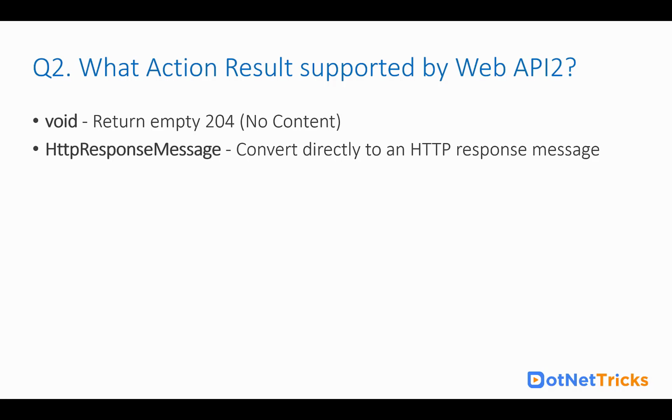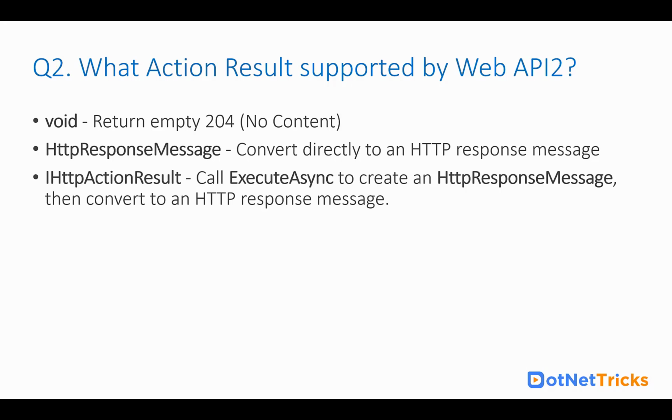Initially, when WebAPI 1 was introduced, we used HttpResponseMessage. But starting from WebAPI 2, we commonly use IHttpActionResult, though WebAPI 2 still supports the HttpResponseMessage class as a return type. So whatever data we have is converted directly into an HTTP response message. The widely used return type in WebAPI 2 is IHttpActionResult, which calls the ExecuteAsync method to create an HTTP response message.